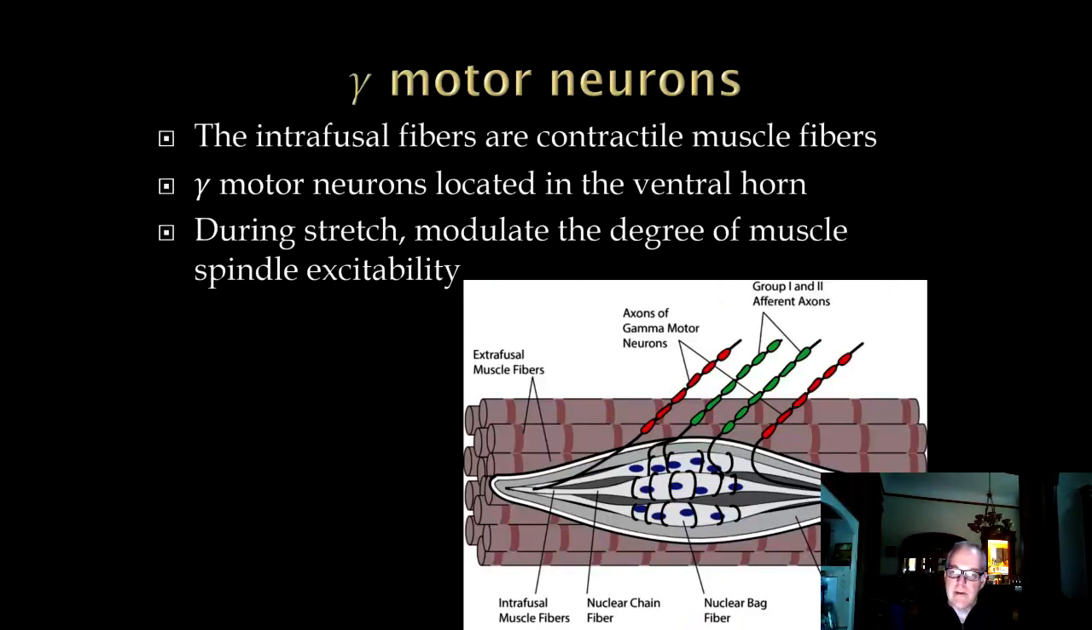Now, notice that there are other fibers here as well that we see in red, and these are gamma motor neurons. Remember I said that the muscle spindle, or the intrafusal muscle fibers, have contractile elements. These contractile elements are supplied by gamma motor neurons. These are located in the ventral horn of the spinal cord, right adjacent to anterior horn cells, and they are very important for regulating the degree of stretch of muscle spindles.